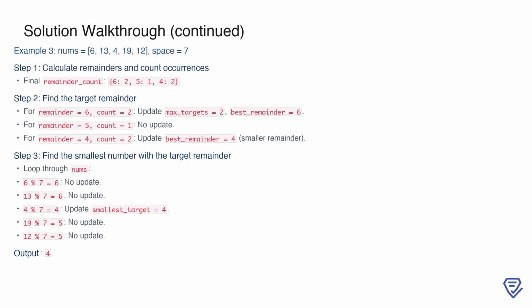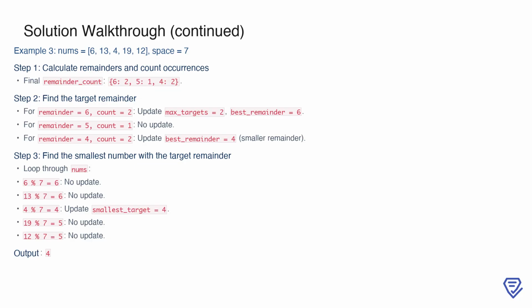To determine the target remainder, we compare counts. Remainder 6 has a count of 2, so we set max_targets to 2 and best_remainder to 6. Next, remainder 5 has a count of 1, which does not lead to an update. Remainder 4 also has a count of 2, and since 4 is smaller than 6, we update best_remainder to 4.